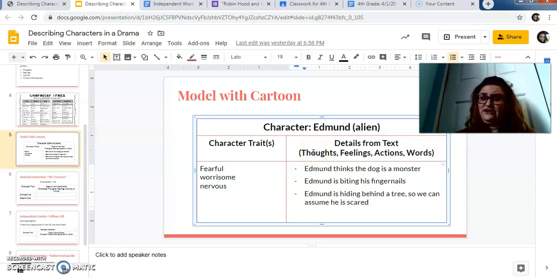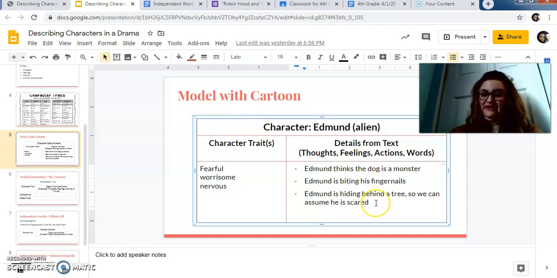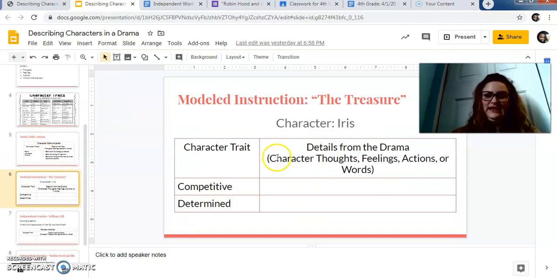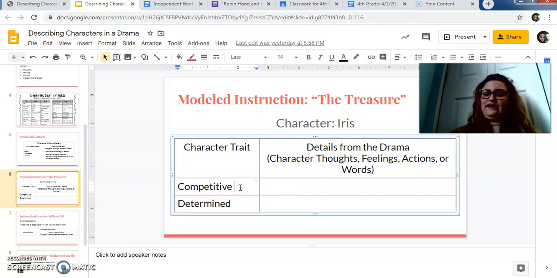It's also important to note the other alien is not scared of the dog. It's just Edmund. That lets us know a little more about his character, and not just that they're both scared of something. So we could describe Edmund as fearful, worrisome, or nervous. Real quickly, we're going to look at the next play, and we're going to focus on the character Iris as we read this text, and think about how we can figure out that she's competitive and determined in the treasure.